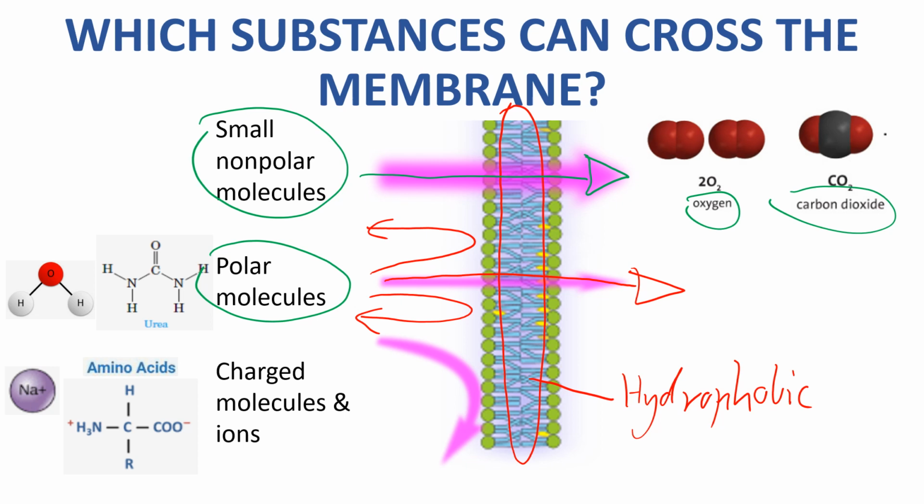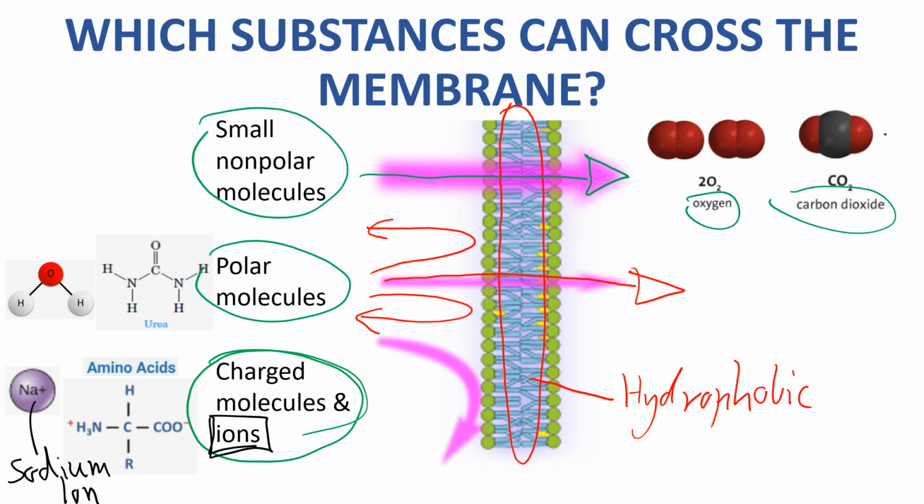And then the category of molecules that can't cross the cell membrane at all are charged molecules and ions. So here is Na+. If you remember some chemistry, this is a sodium ion. And ions have a charge. They're just an atom that's gained or lost electrons.